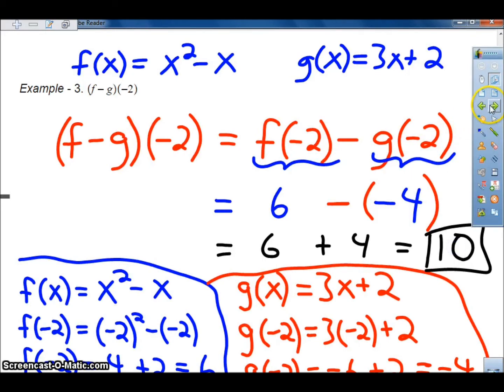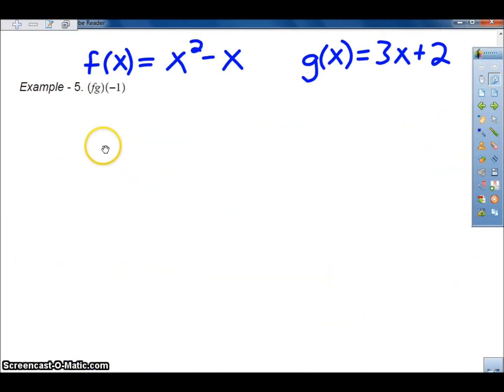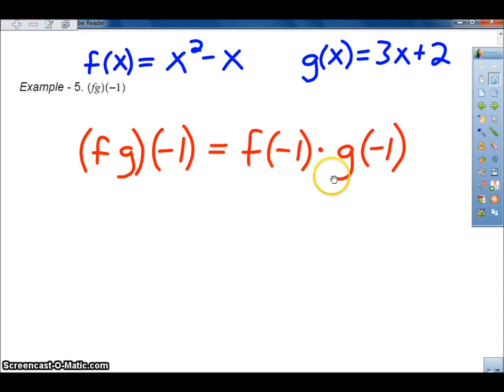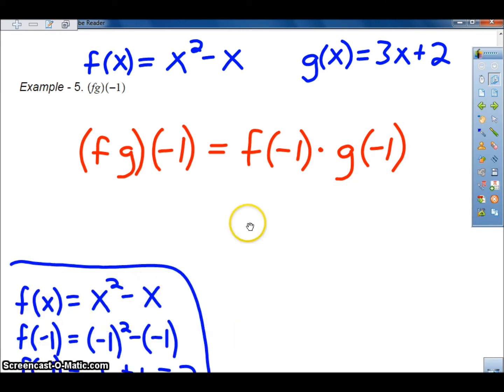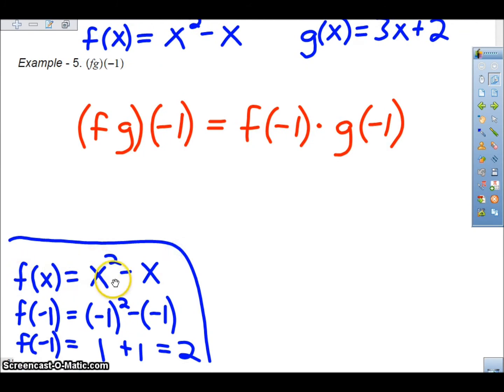All right. Next example. Let's look at f times g of negative 1. So f times g of negative 1, by definition, that's equal to f of negative 1 times g of negative 1. So same process. To find what this is equal to, first we have to find f of negative 1. So we start with the function f of x. We replace x with negative 1. You simplify, you end up getting 2. So f of negative 1 is equal to 2.